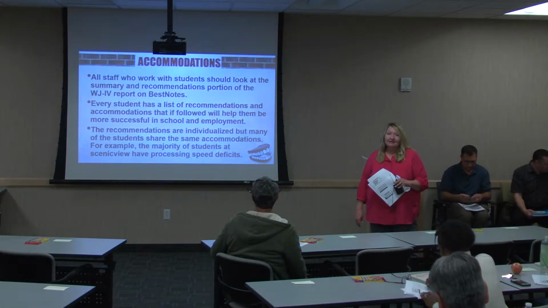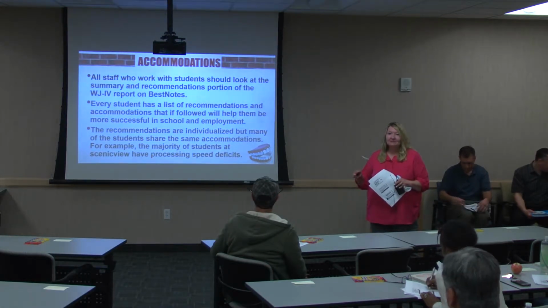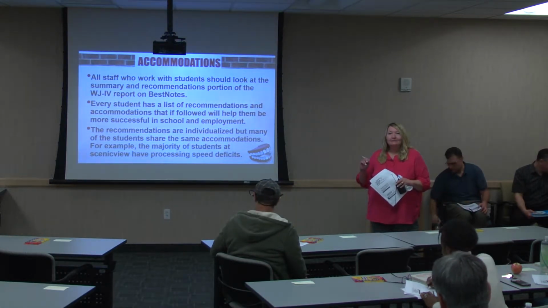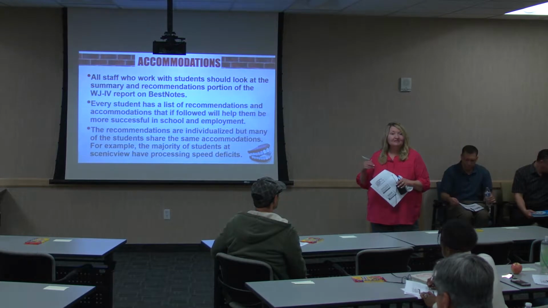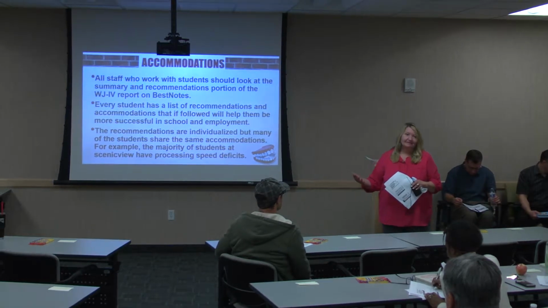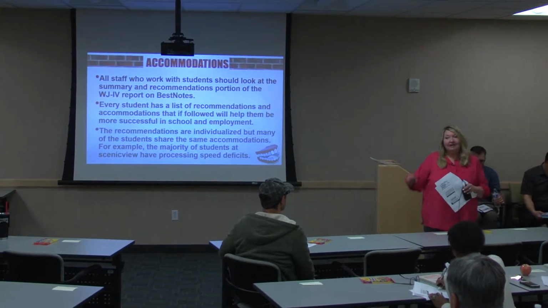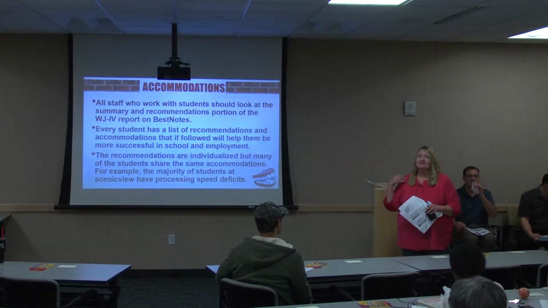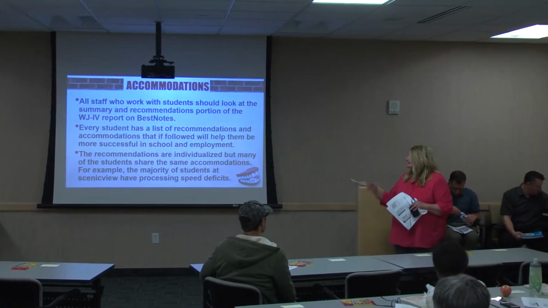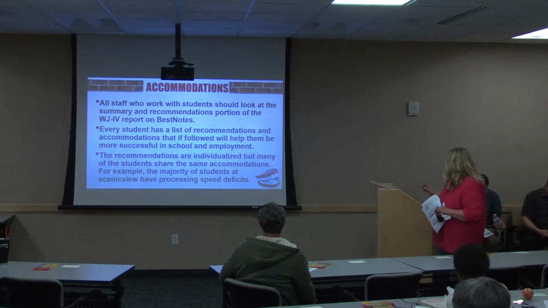For example, I just did testing with 2 of the new ones that are coming in January. Caitlin Hare, her processing speed is at 52, which means she's at the first percentile. Out of 100 students, 99 would have better processing speed ability than she does. Everything else is in the low average range, but that processing speed is just really, really bad. So you'll need to make accommodations for her.